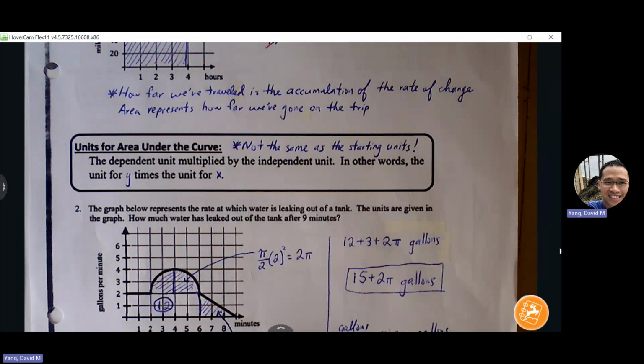All right, let's move to the derivative graph problem. It's an additional review.